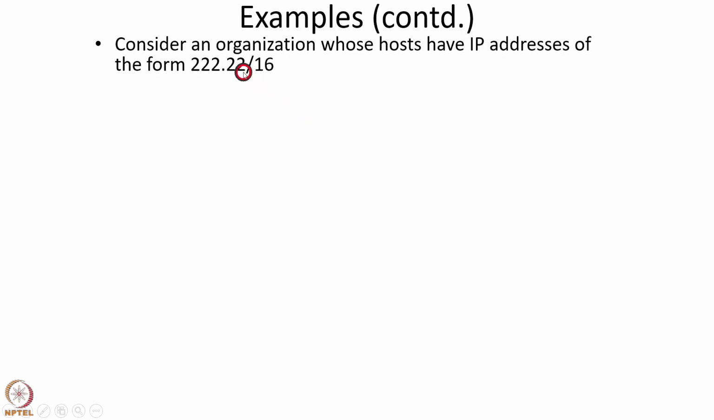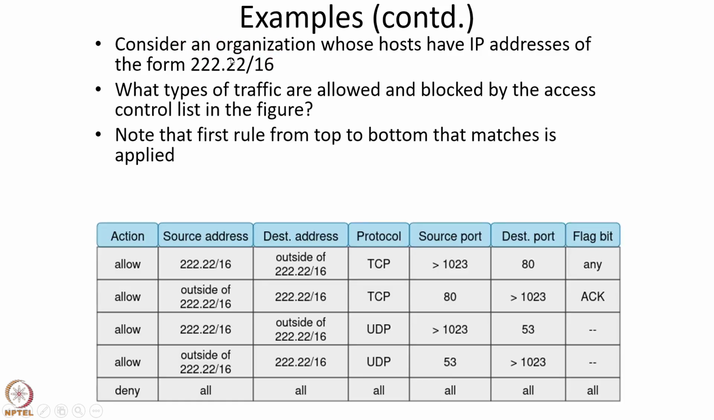As another example, consider an organization whose hosts have IP addresses of the form 222.22/16. That is, the IP addresses start from the prefix 222.22. What types of traffic are allowed and blocked by the access control list in this figure?